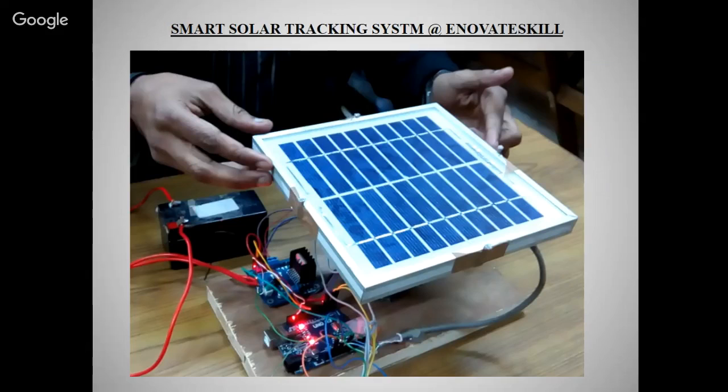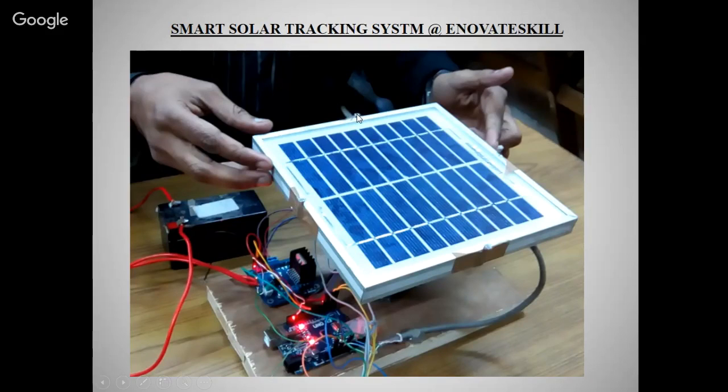A smart solar tracking system. Now we are coming to the smart solar tracking system. This is the solar tracking we have made in the innovation lab, our lab, and this is the solar panel I have used here. Solar panel, 4 LDRs are there.